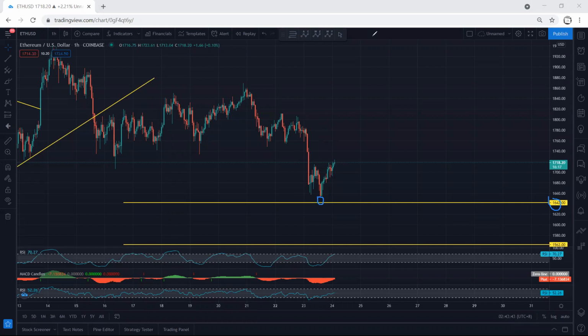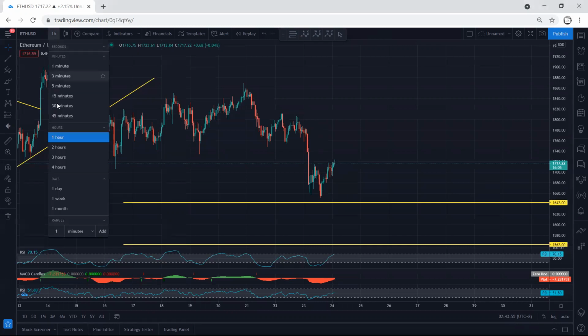Now the question is whether this is a correction for one more drop or the start of the reversal, because we mentioned if I get any reversal, I'm looking for buy, but the way it's moving is really corrective. Now we want to see how we can trade it.